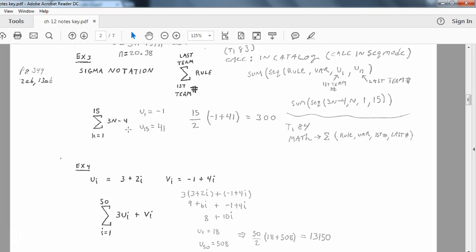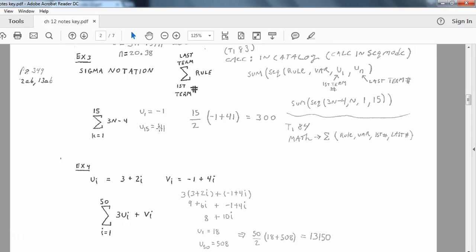If I wanted to know the second term of the sequence, I would plug in a 2. 3 times 2 minus 4 would give me the second term in the sequence. If I wanted to know the 15th term, plug in a 15. So 3 times 15 minus 4 would give you the 15th term in the sequence.